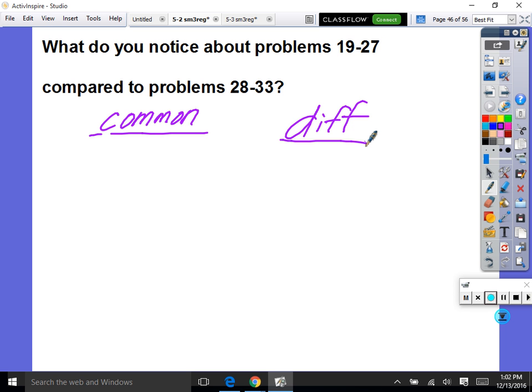Does everybody get what they're doing? Comparing those groups of problems. What's different? What's the same? Ready, go. Okay, for the most part, it looks like some of us are done because we're not talking about math anymore, so you must be done.